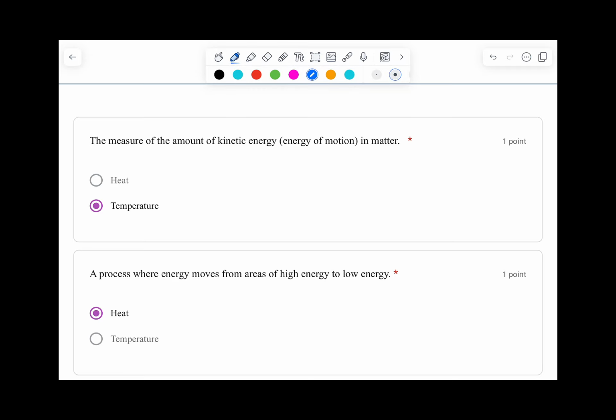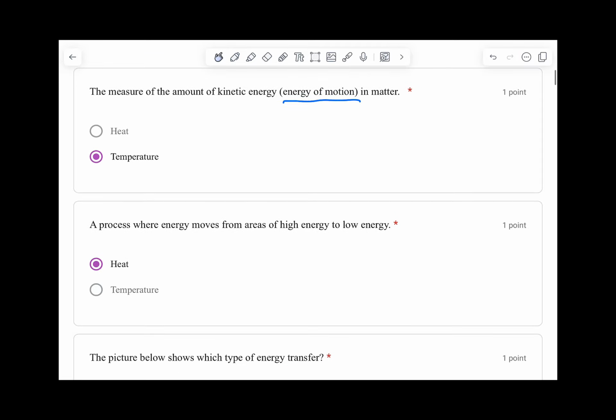Okay, so here's our first question. It says the measure of the amount of kinetic energy or energy of motion in matter. Now these two questions, if we're looking at them, these two questions are really similar. The answer is either heat or temperature. So that's going to be either this question right here or this question right here. They're essentially asking for the same thing.